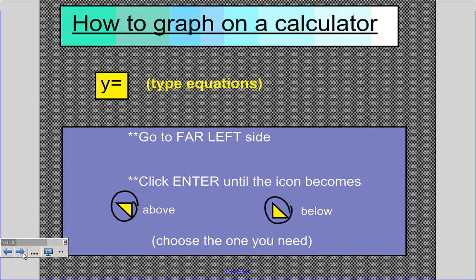One thing we want to talk about today that we haven't talked about before is how to graph on the calculator. We never really talked about it before, but at this point, it's much faster and much easier. Like before, you still go to y equals, but then you have a couple of new things to do. You type your equation like normal, but then when you want to shade it, you go to the far left side, and I'll show you an example in a minute. You're going to click enter until the icon becomes either a triangle pointing up, which is shading above, or a triangle pointing down, which is shading below. You will have to decide which one you need before you get into it. But let's take a look at it.